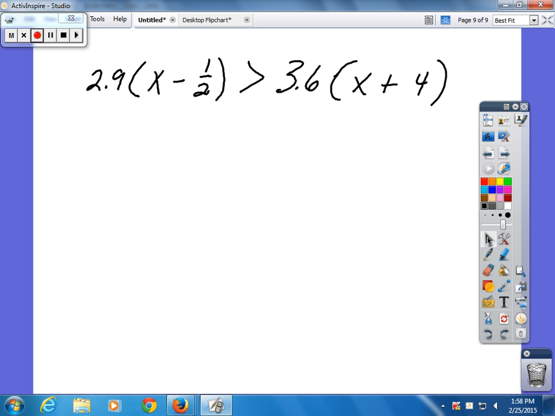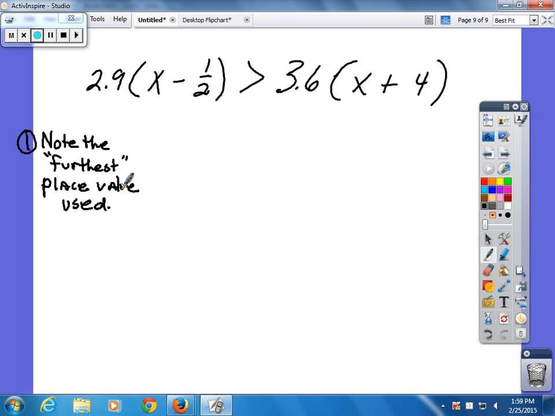First thing you do is you note, Rule 1. Note the furthest, if that's a word, put quotation marks, the furthest place value used. Place value meaning to the right of the decimal.